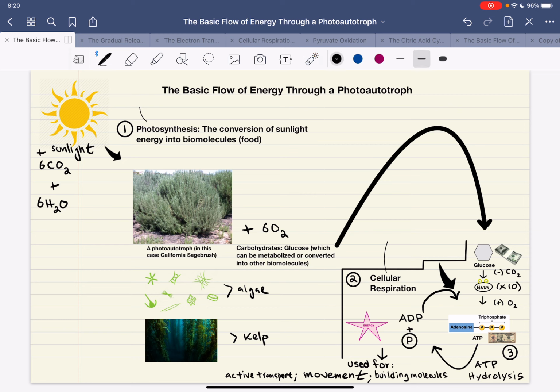Now I want to label one more part here, and I just want to say that this process of photosynthesis occurs, as we said before, in an organelle called a chloroplast. And if we're talking about plants, the cells that contain large amounts of chloroplasts are concentrated in the leaves. So the leaves are the primary location where photosynthesis occurs.